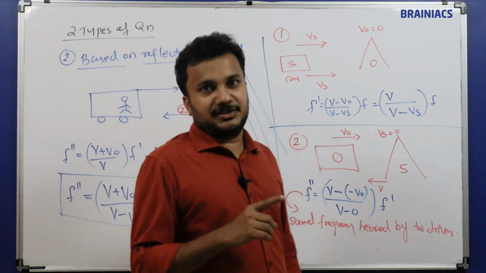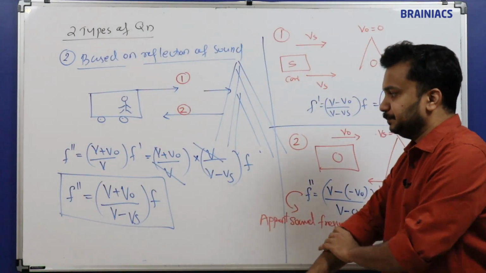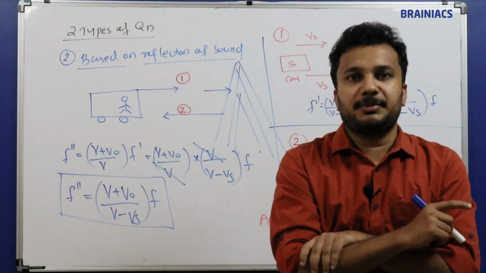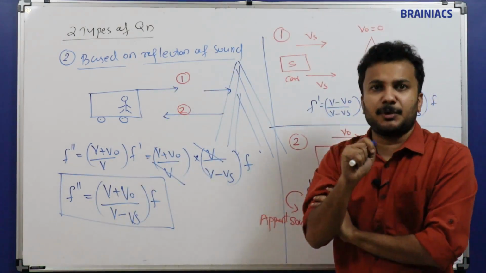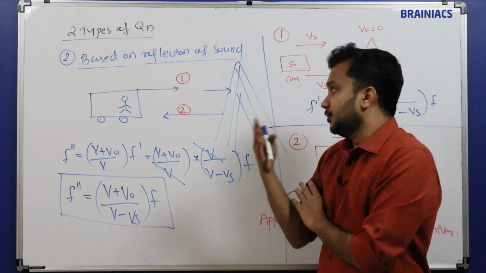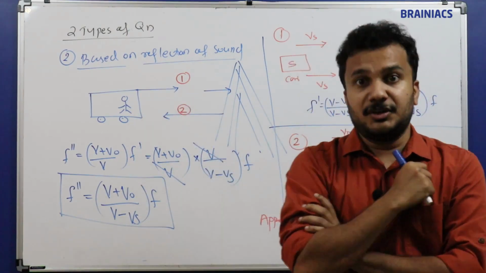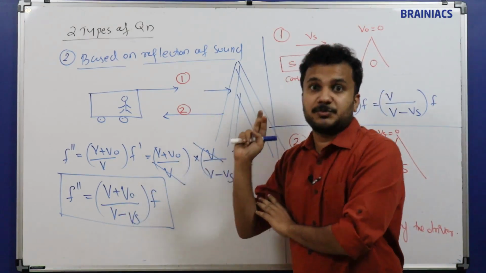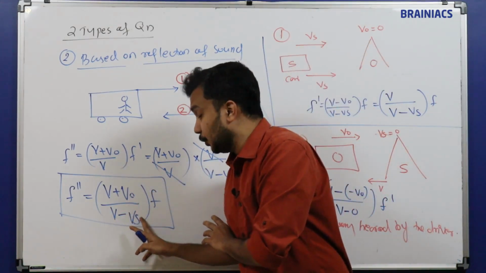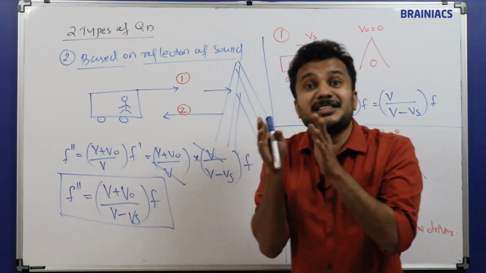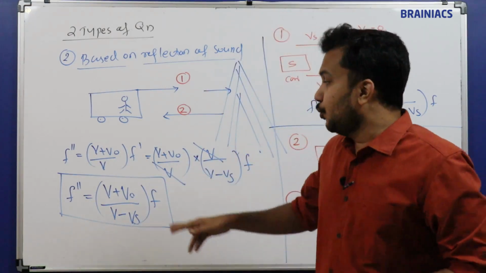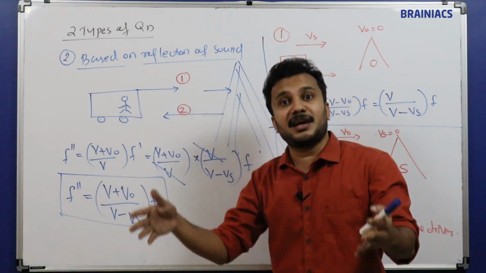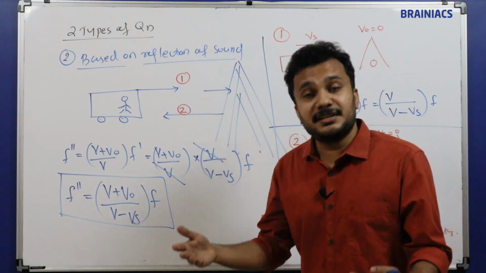Okay, now you understood. But in this case, I will ask you one question. Who is the observer and who is the source in this example? The source is a car, so Vs is the speed of the car. Who is the observer? The driver. Where is the driver? The driver is inside the car.